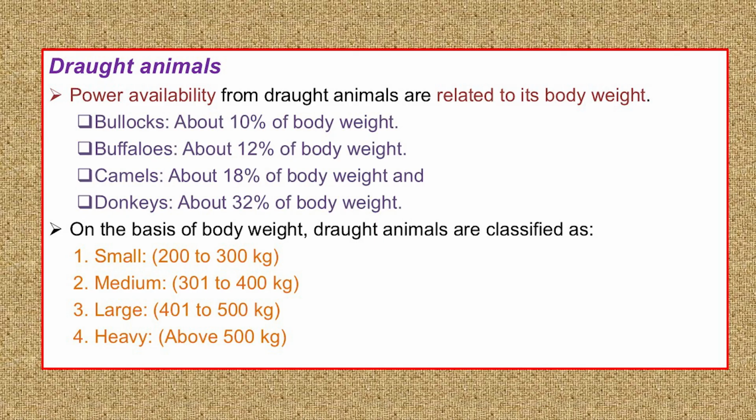It is said that a draught pair of animals can produce 1 HP of power output, that is equivalent to 0.75 kilowatt. 1 HP of power they could easily produce. On the basis of body weight, the draught animal may be classified as small, medium, large, and heavy. We have nothing to do with that classification here. But body weight is important as far as the energy output of individual animals is concerned, that too for draught animals.